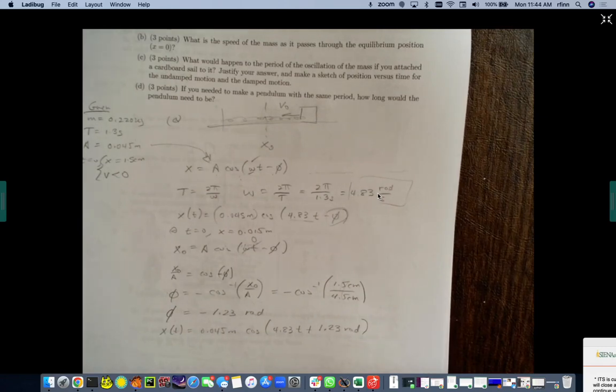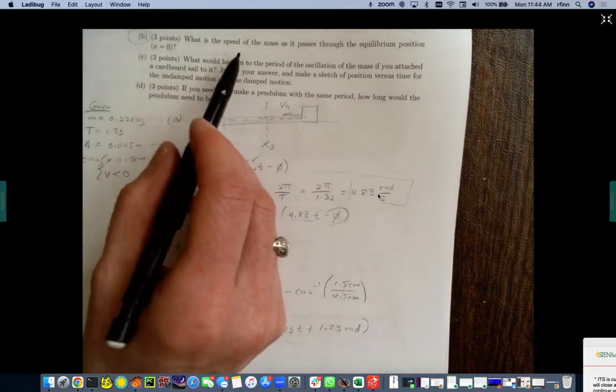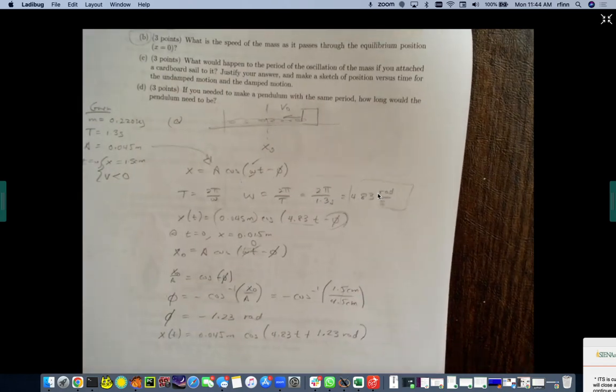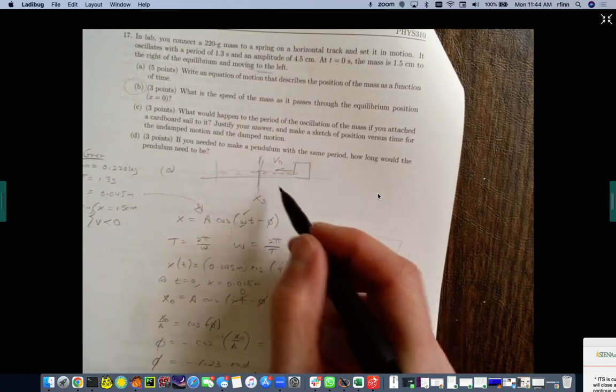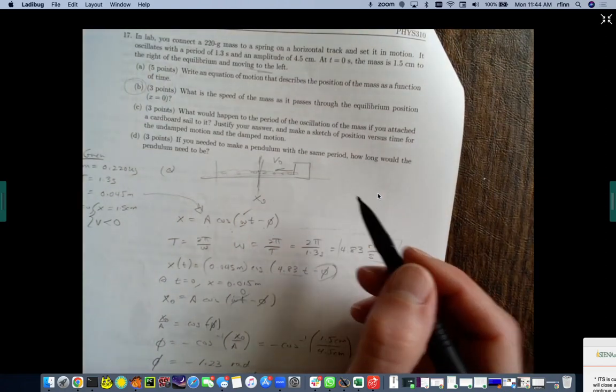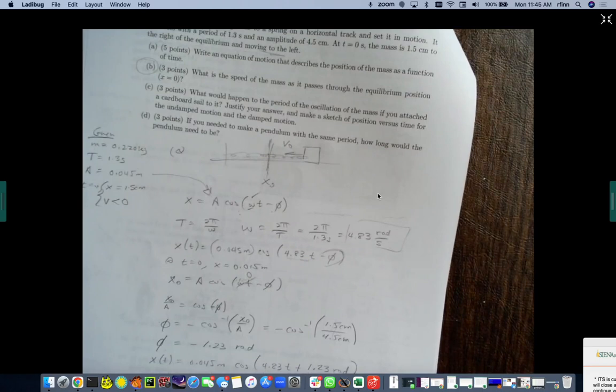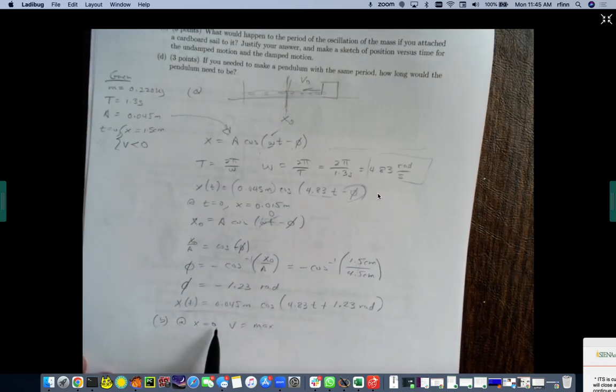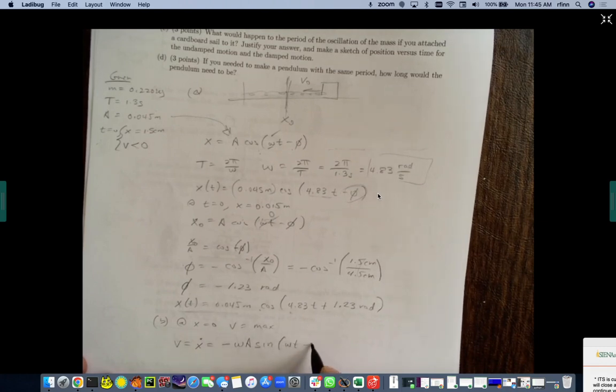All right, and then it's asking what's the speed as the mass passes through equilibrium, right? So you've got to know that when you're at equilibrium, you're getting your max velocity, because all the potential energy is zero, all the energy is in kinetic energy. So at the equilibrium, v equals max. So if we look at what our velocity would be, just x dot, we take the derivative of this. So it is minus omega A sine omega t minus phi.